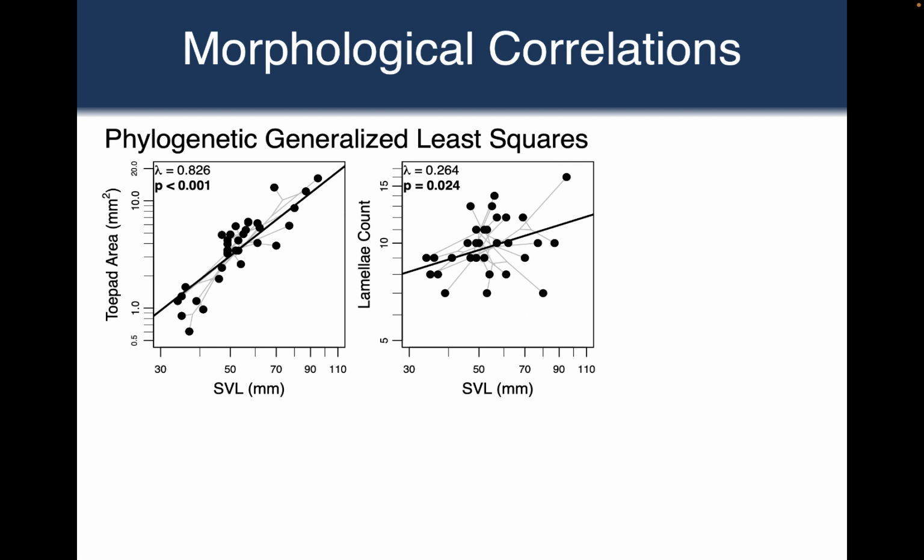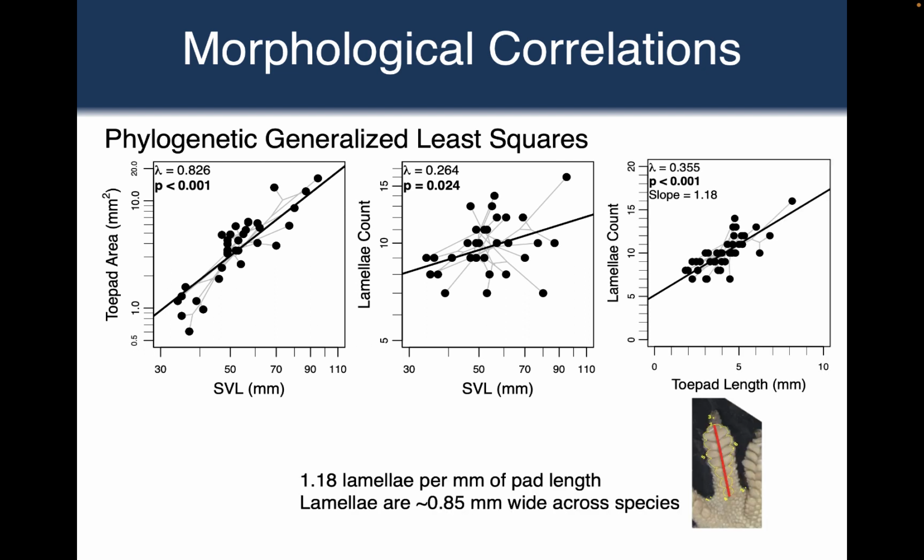So we went further, and we did a third analysis where instead of using toepad area, we wanted to measure toepad length. So we went back to our original landmarks and calculated the distance in millimeters from landmark 7, which was the distal end of our toepad, to landmark 4, which is the proximal end of our toepad.